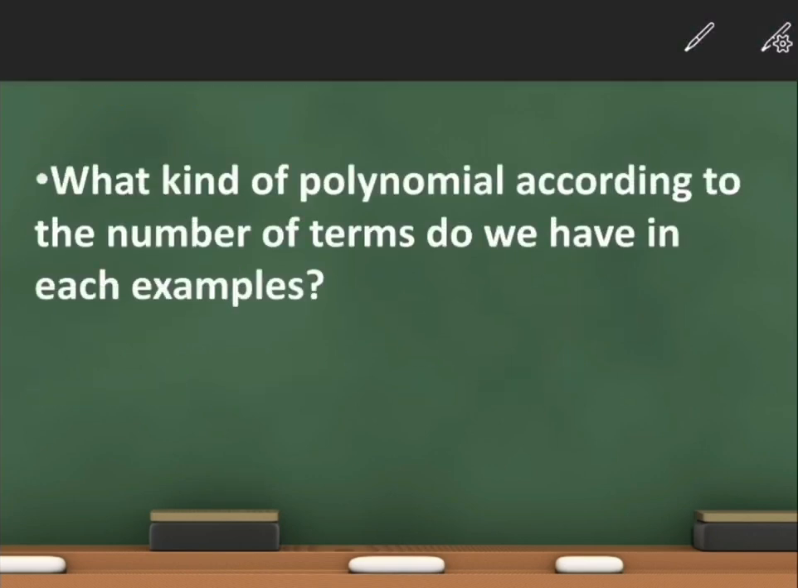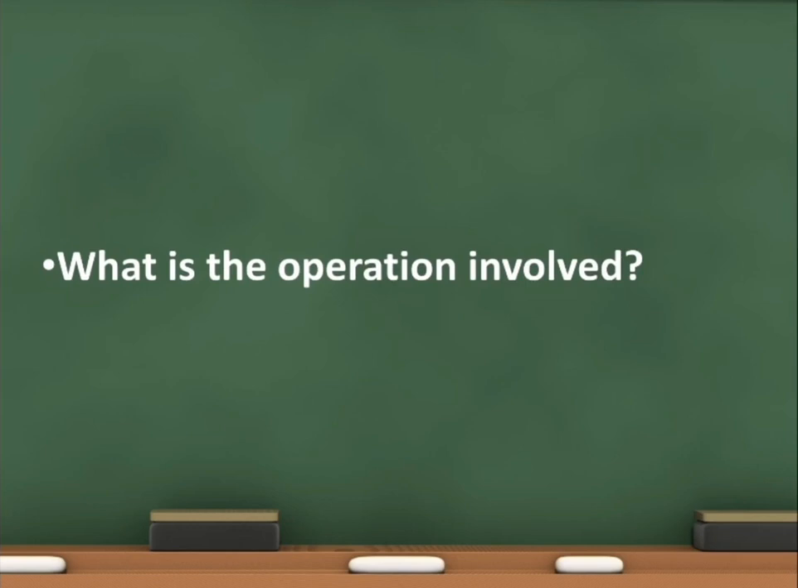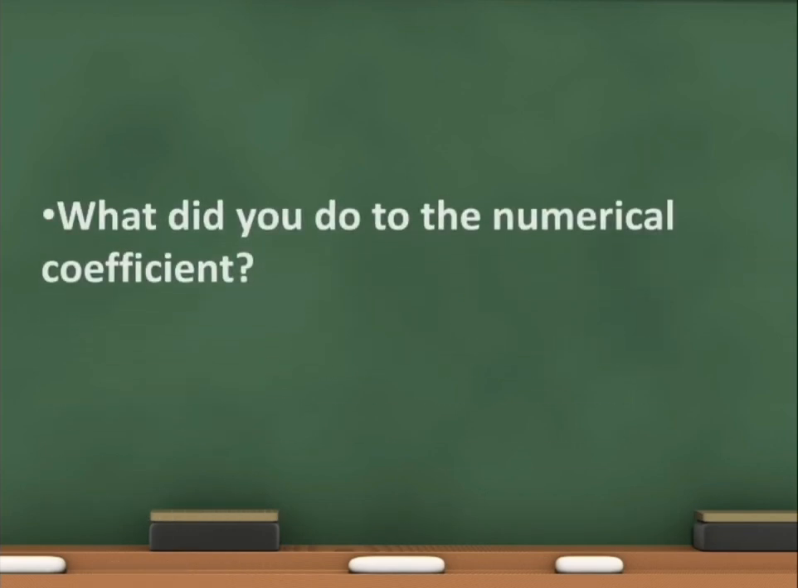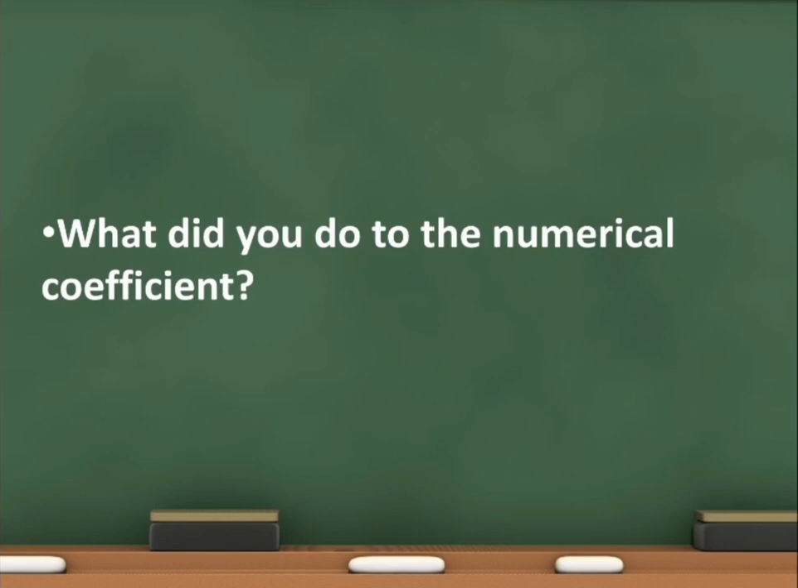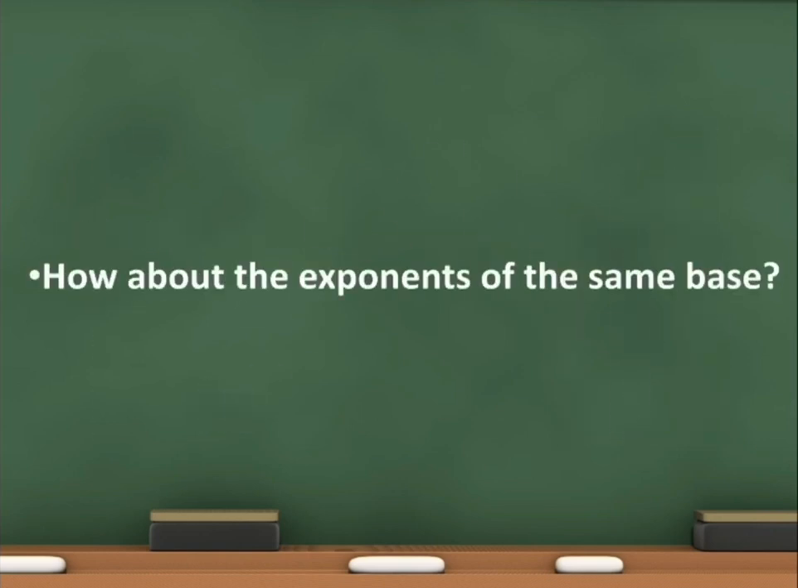So what kind of polynomial according to the number of terms do we have in its examples? Monomial. What is the operation involved? Multiplication and addition. What did you do to the numerical coefficient? Multiply. Literal coefficient? Multiply. How about the exponents of the same base? Copy.